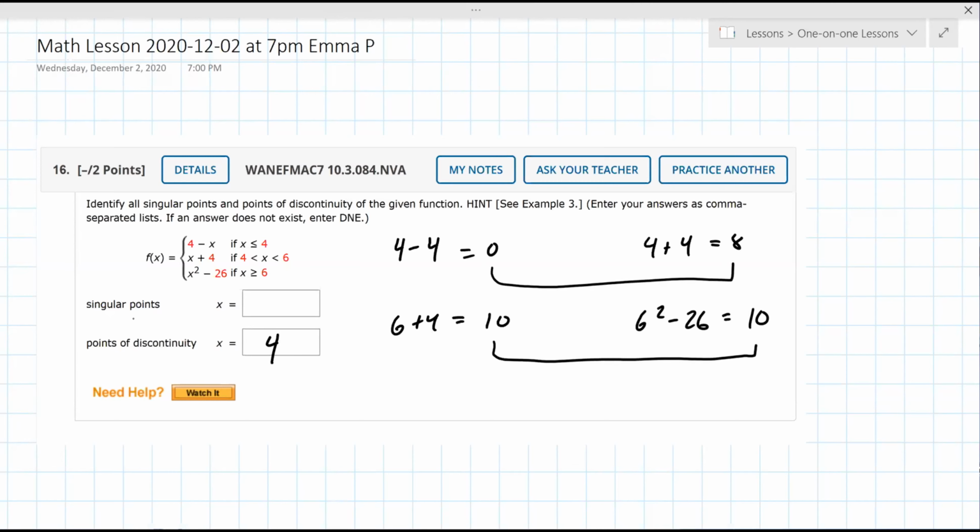Now the singular point is something slightly different. You can always know that it's just the other x value, but I don't know if that's worth remembering. I'd have to give you more information to explain why that is.